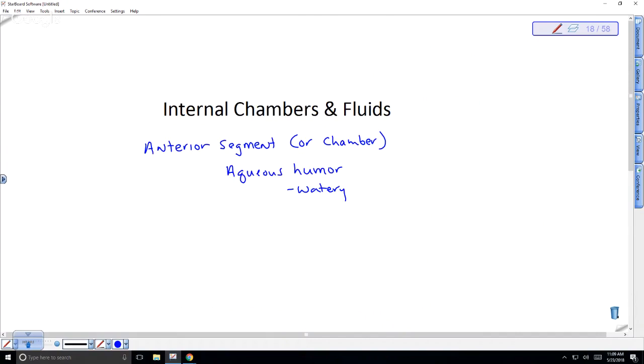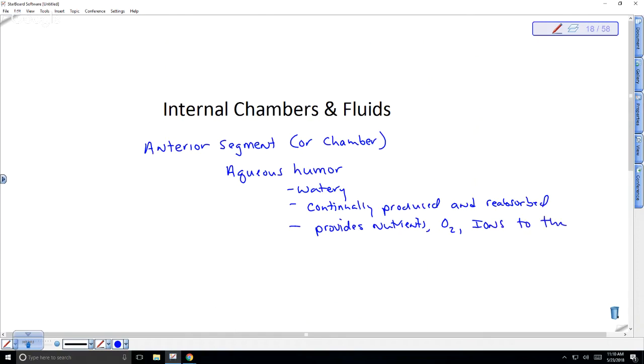It also is continually produced and reabsorbed. It provides nutrients, oxygen, and ions, so energy, oxygen, and ions, to the structures in the anterior of the eye, like the cornea, the iris, the ciliary body, and actually also the lens. So that's its function. It is produced by capillaries, so it is a byproduct produced from blood.